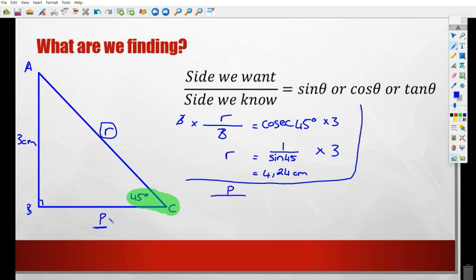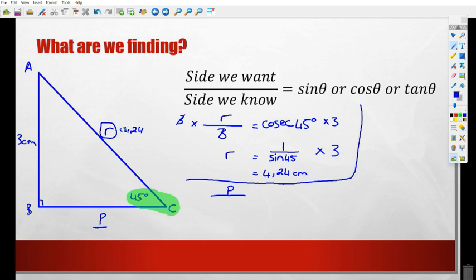What is the side we know? 3. Alright, so we know what R is as well, so that's perfectly fine. If you wanted to say P over 4,24, that's fine as well. Then you would have, I think that's sec. No? Cos. Okay, you would have cos.